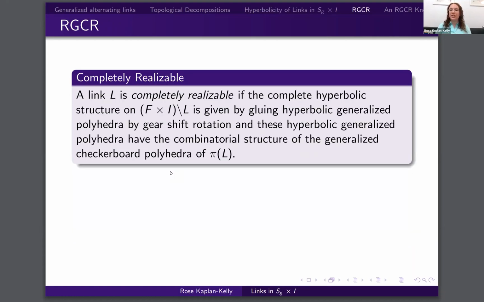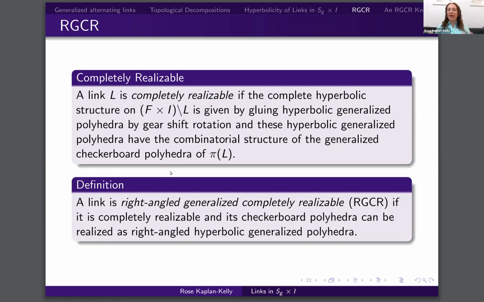We'll say that a link is completely realizable if the complete hyperbolic structure on the complement is given by gluing hyperbolic generalized polyhedra by that gear shift map, and those hyperbolic generalized polyhedra have the combinatorial structure of those checkerboard polyhedra. So what this is saying is that we can get this decomposition of our link using the combinatorics from that diagram, and we know how to glue together those two polyhedra. It's specifically by that gear shift map. When we do so, that'll give us this complete hyperbolic structure on our link complement.